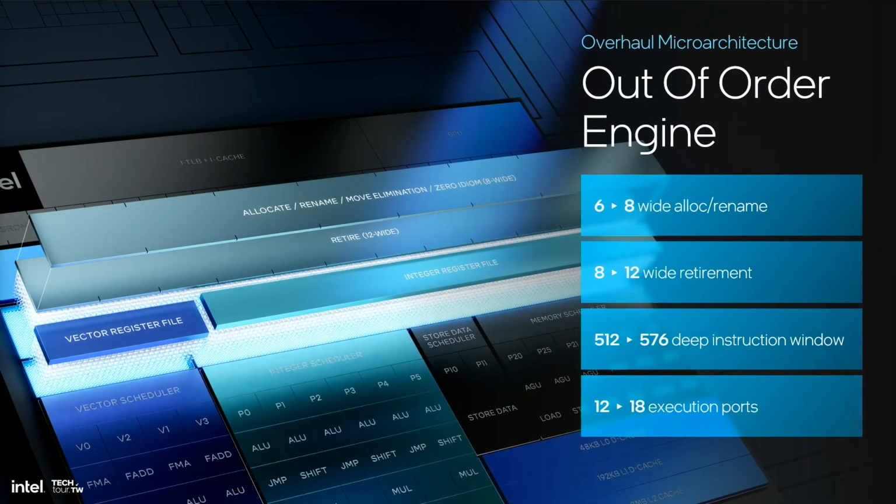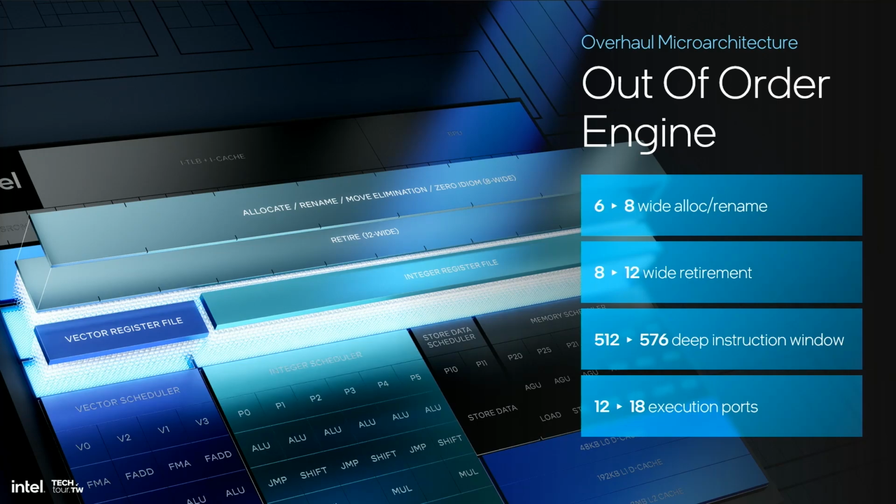Lion Cove increases the allocation rename bandwidth from 6 to 8 UOPs per cycle. The out-of-order depth, or instruction window, was increased from 512 to 576 UOPs, and the physical register files were enlarged appropriately versus the prior generation. Lion Cove retires 12 UOPs per cycle versus 8 previously.